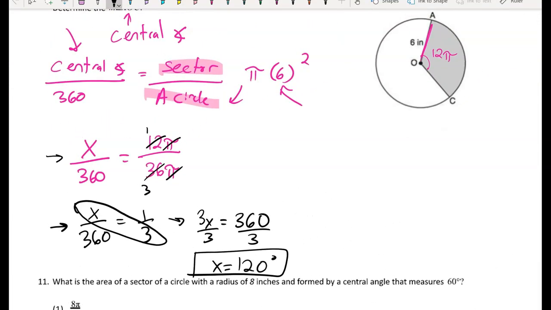And it's not always drawn to scale, but if I'm trying to visualize this, that looks like it's an obtuse angle. It's not quite 180, so it makes sense that that could be 120 degrees.